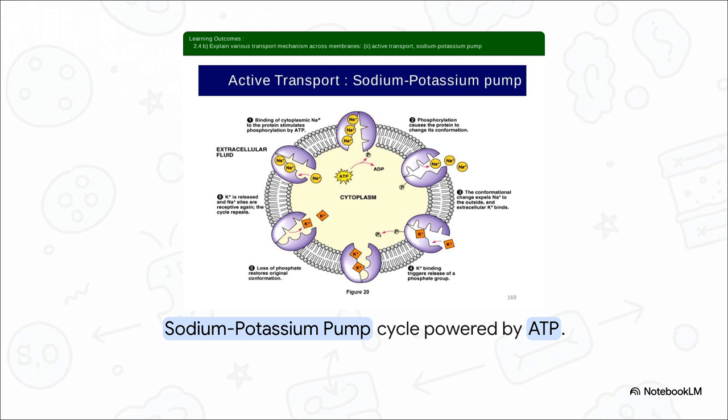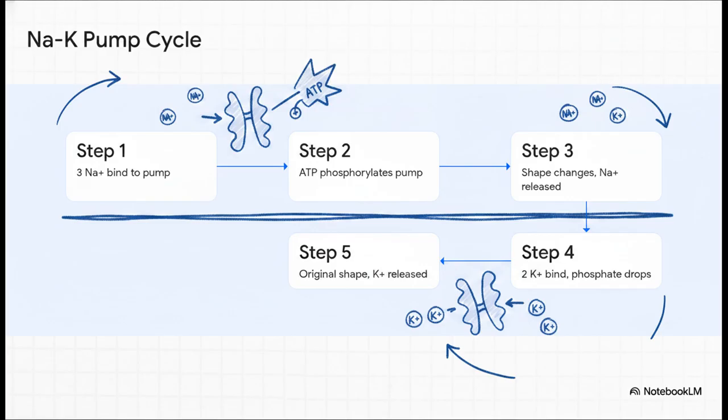It's constantly working, especially in your nerve cells, tirelessly pumping sodium out of the cell and potassium into the cell, totally against their natural gradients. Let's break down this mechanical marvel step by step. It happens in a precise 5-step dance.